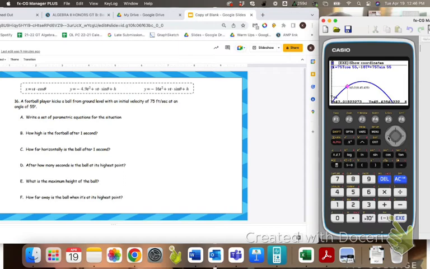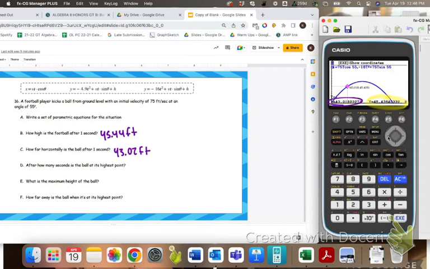How high it is, that's the y equals value here. So after 1 second, it is 45.44 feet high. The horizontal distance, that's the x equals here. So this is 43.02 feet horizontally. All right, next part.